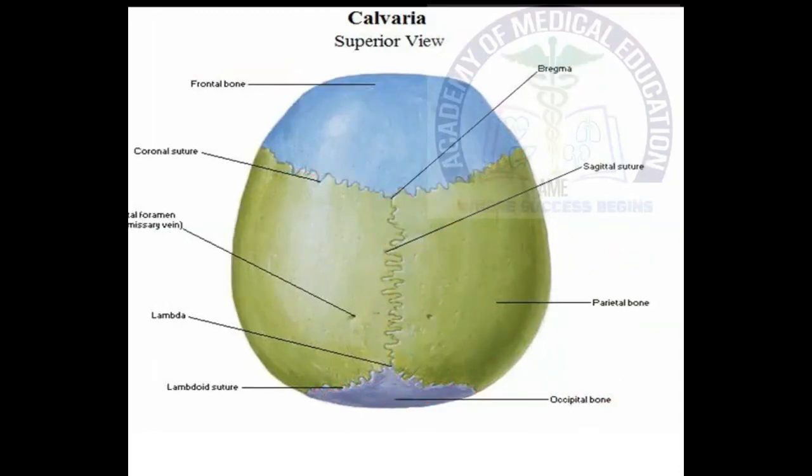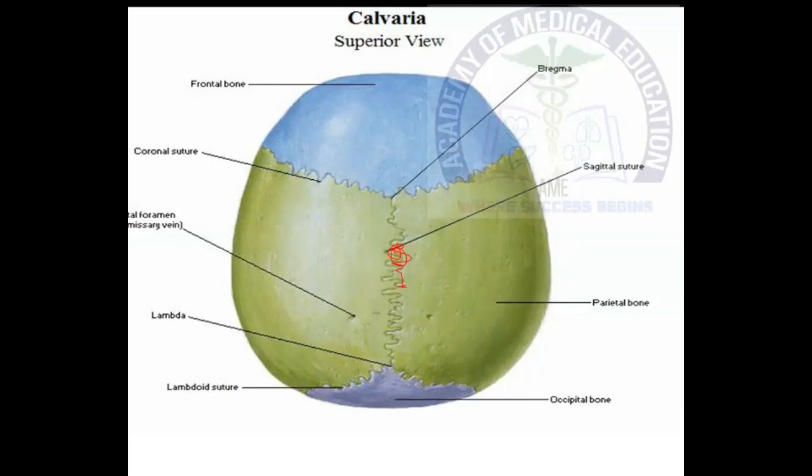Now we come to some of the other important features present in the norma verticalis view. If you look at the skull from above, this is the vertex. It is the highest point on the sagittal suture. Next is the vault, the complete arched roof of the skull. It is also known as the skull cap.